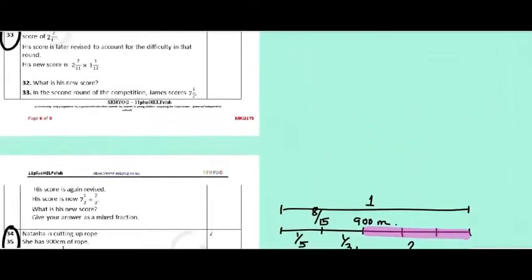Moving on to the next one, number 32. In the second round of a gymnastic competition, James is given a score of 2/11. His score is later revised to account for the difficulty and his new score is 2 whole number 2 by 11 times 1 whole number 1 by 12. So what is his new score? So we have to simplify this fraction in order to find it out.